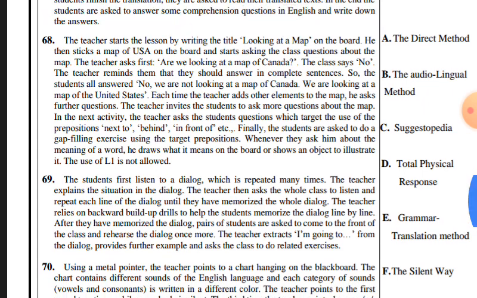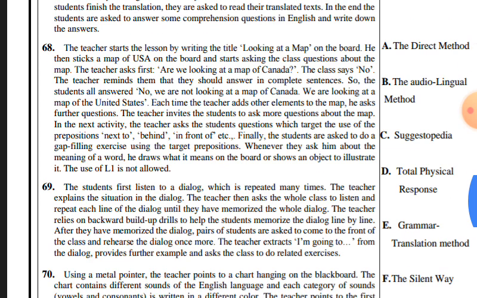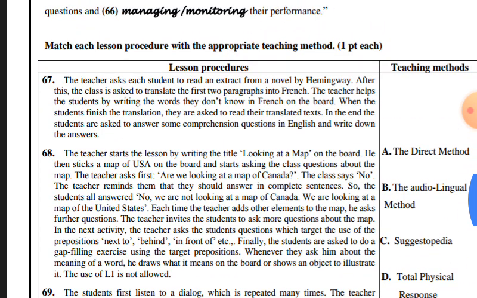Grammar translation method: students spend a lot of time reading texts and translating them, doing exercises, tests, writing essays. There is no focus on communication. We have also the silent way. It focuses on the idea that students talk more than the teacher in the teaching and learning process. So this is the definition of all these methods, if you just want to refresh your memory or get an idea to revise by heart.